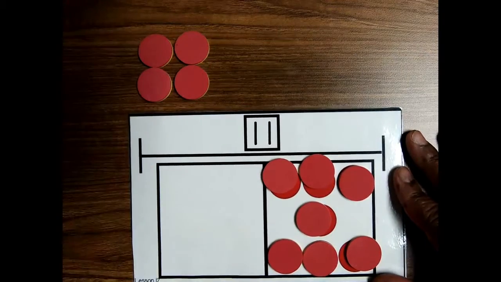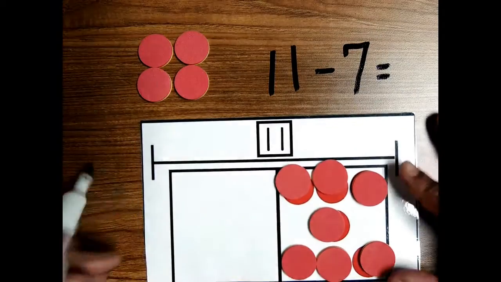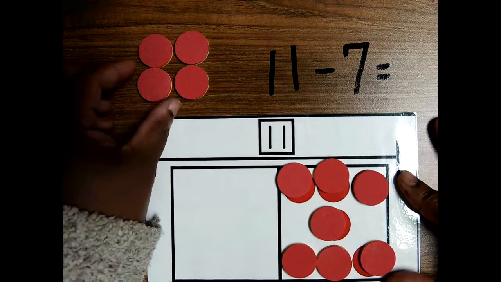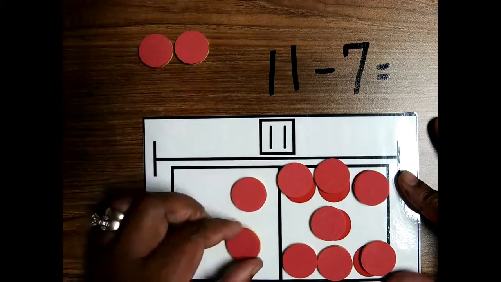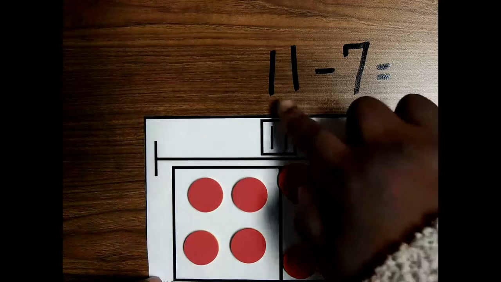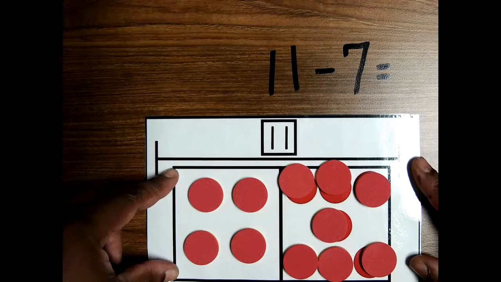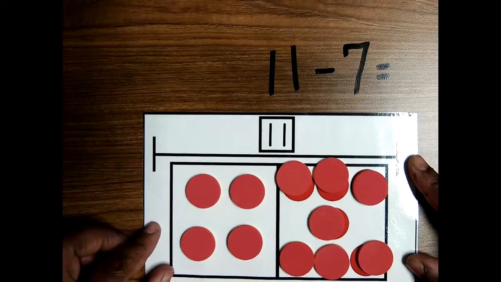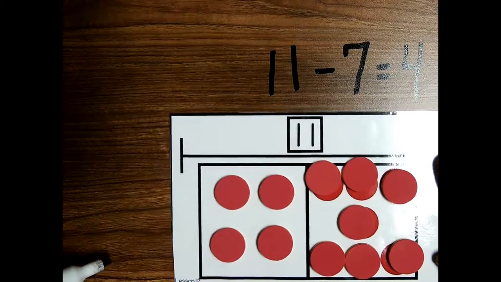So 11 minus 7 equals what? We will then add on the rest of the counters. 8, 9, 10, 11. So 11 minus 7 equals 4. We know this because we added 4 more counters to our mat to make 11. 11 minus 7 equals 4.